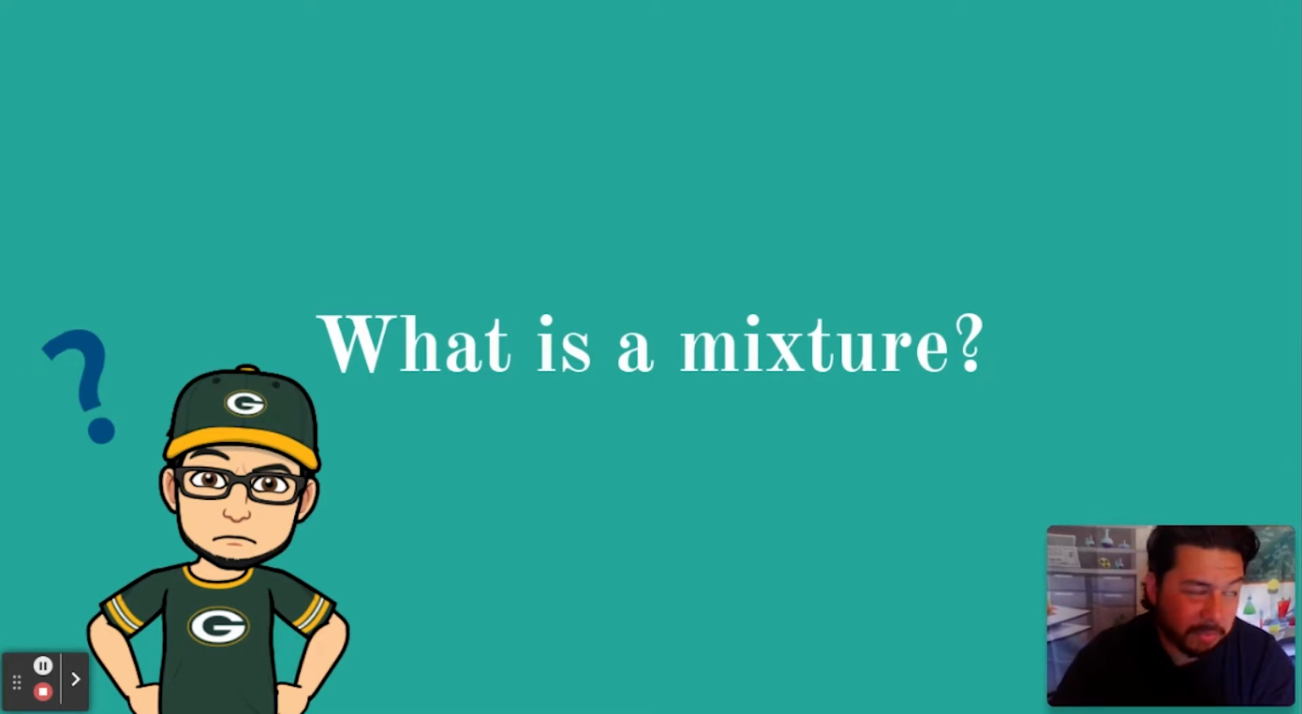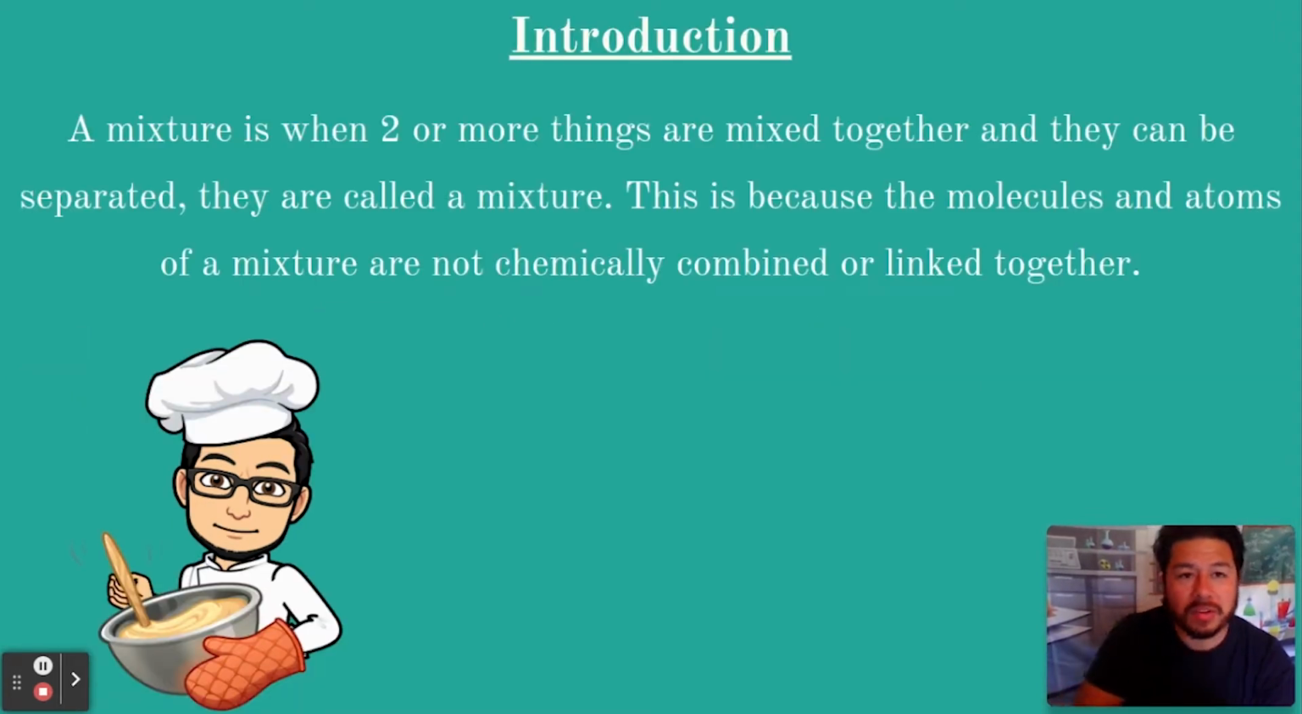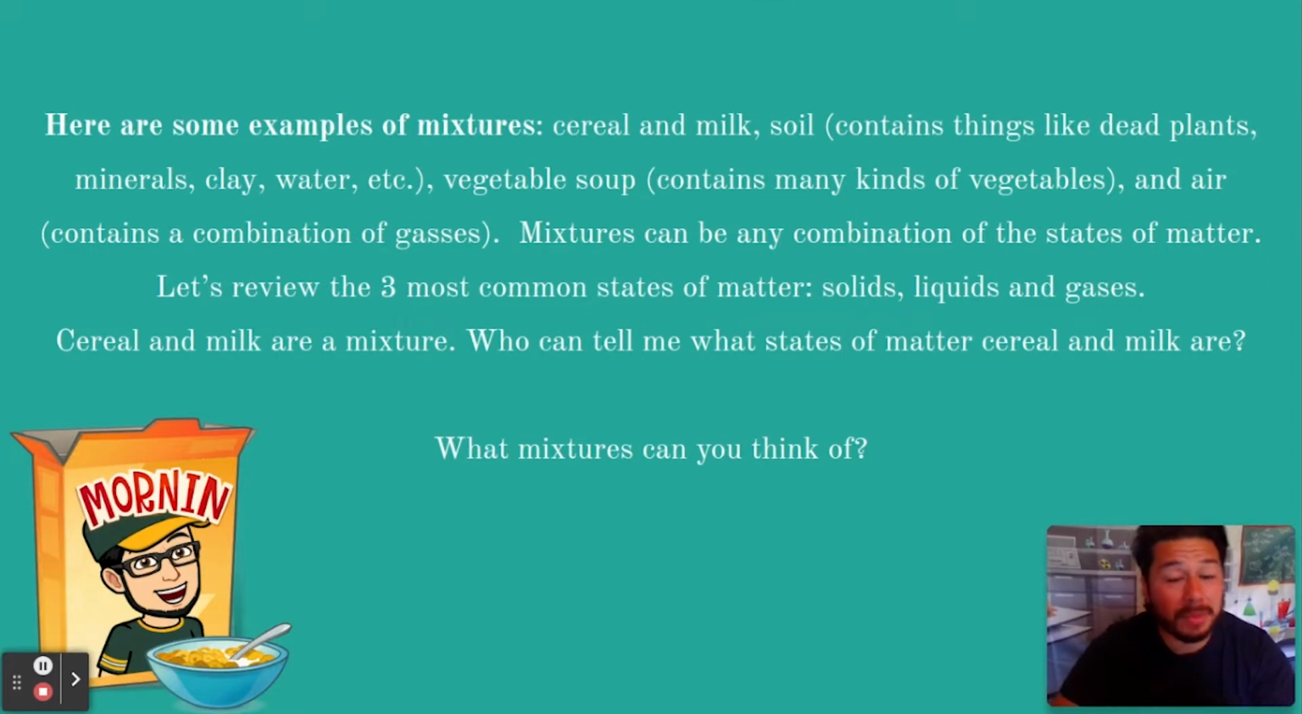So, again, let's talk about what a mixture is. A mixture is when two or more things are mixed together and they can be separated. This is because the molecules and atoms of a mixture are not chemically combined or linked together. Here are some examples of different types of mixtures, like cereal and milk. Although if you leave the cereal in there too long, it'll get soggy. But still, no chemical change there. You can separate the cereal and the milk.